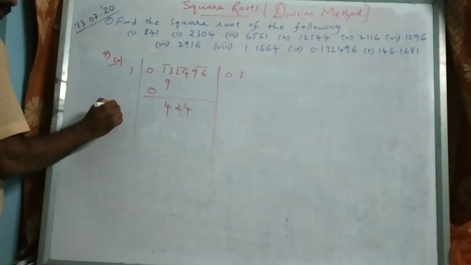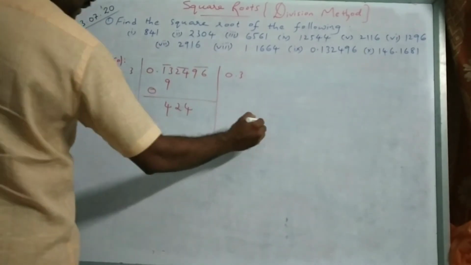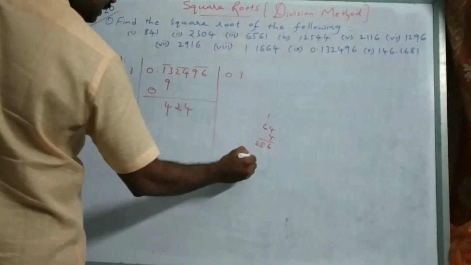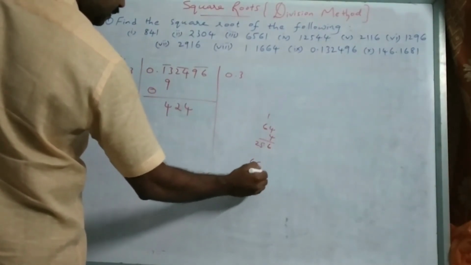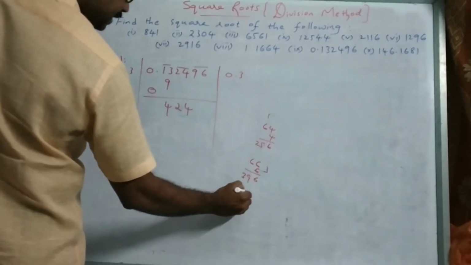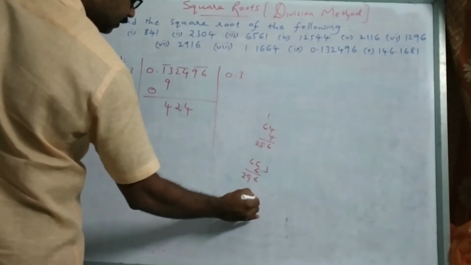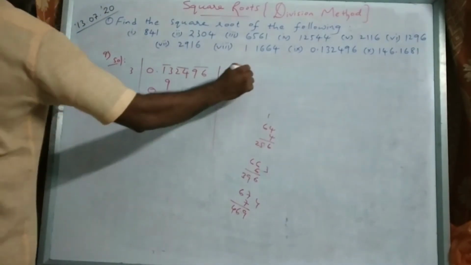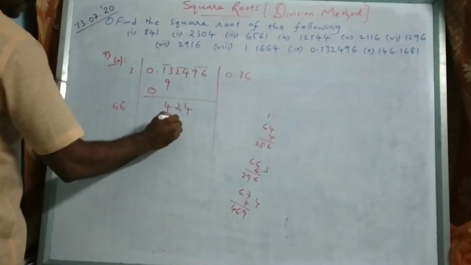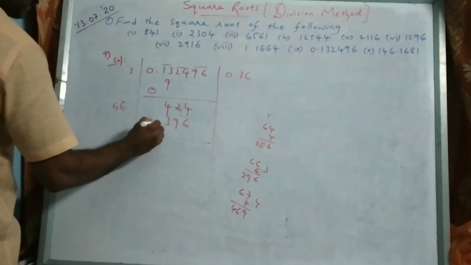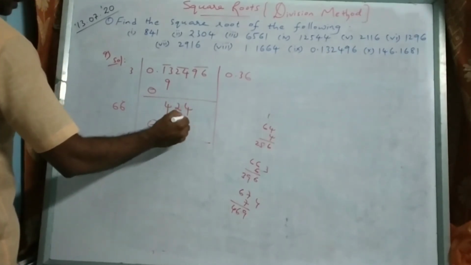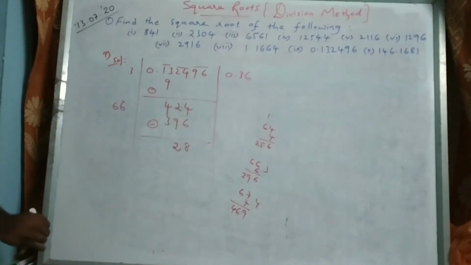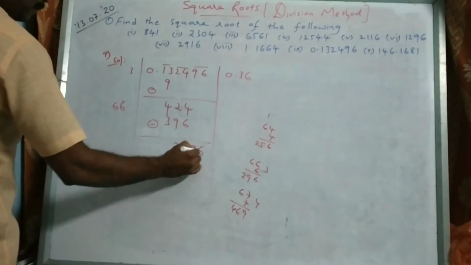Whatever number we write here, the same number you have to write there. 64 fours, 256. 66 6s are more, 67 sevens are more. So 6 is possible. 66 6s are 396. Subtract. 14 minus 6, 8. 11 minus 9, 2. 96 should be brought down.